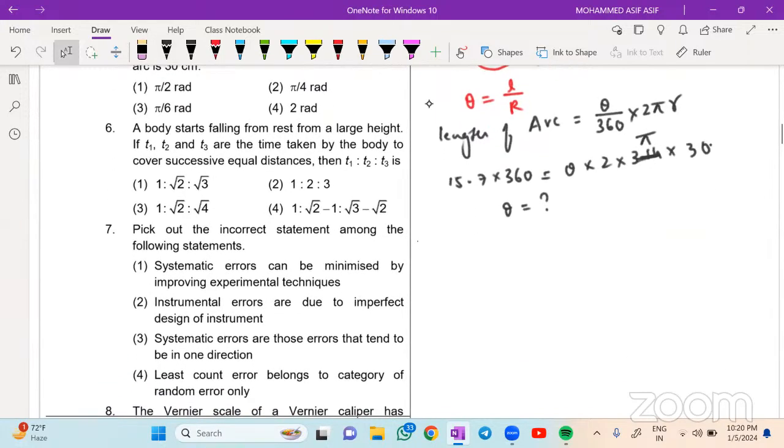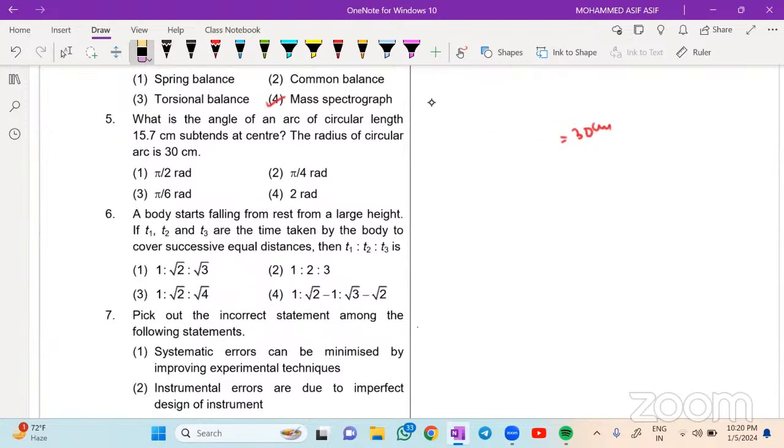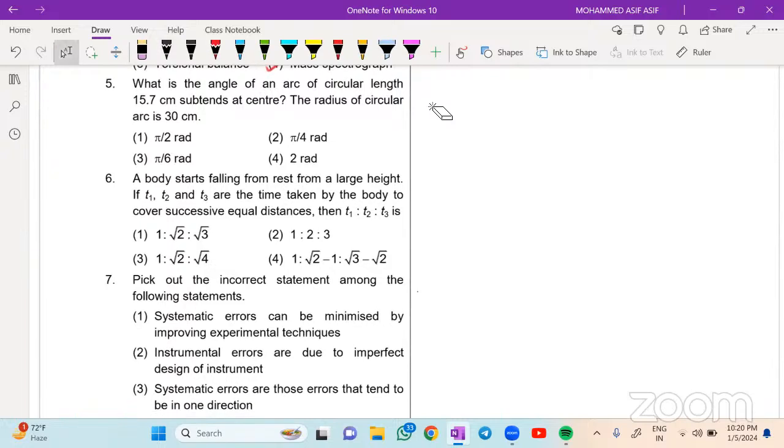Okay, next question, number 61, try it. A body falling from rest from a large height h. T1, T2 and T3 are the times taken by the body to cover the successive equal distances. Then T1 is to T2 is to T3 will be equal to how much?